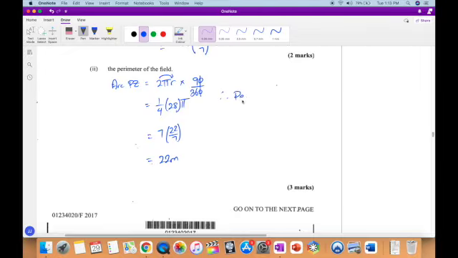So therefore the perimeter will be the 22 plus the 14 plus the 14, and that gives us 50 meters, about.